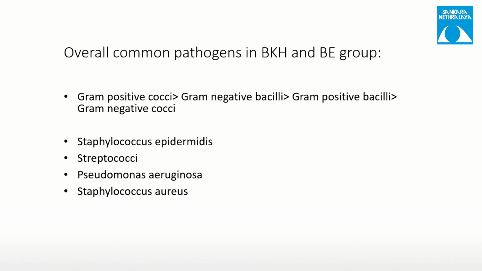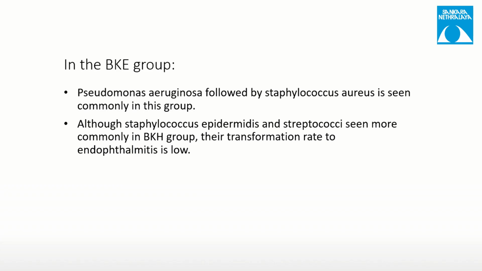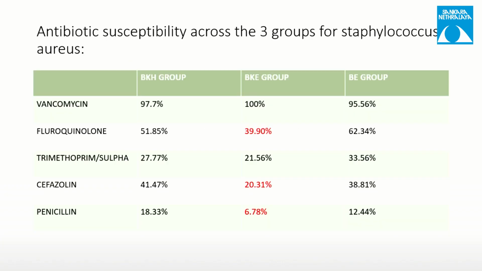So as we can see, in the keratitis with hypopyon group, Staphylococcus epidermidis and Streptococci were the commonly found organisms, while they are not transforming into endophthalmitis. But Pseudomonas aeruginosa and Staphylococcus aureus have a higher transformation rate. So, after knowing these two organisms which are most commonly associated with the BKE group, which is the keratitis related endophthalmitis group, we will now see what the antibiotic susceptibility is for these two organisms.